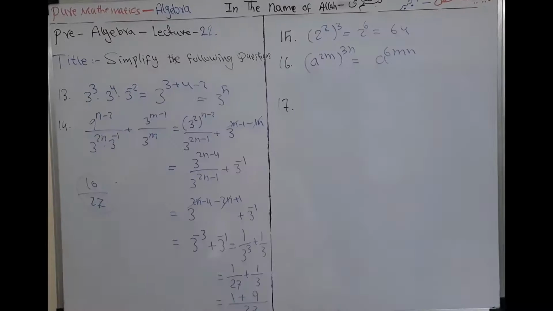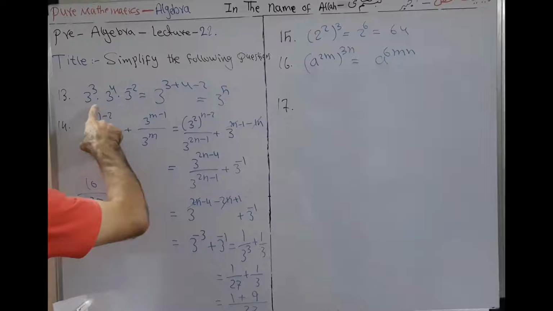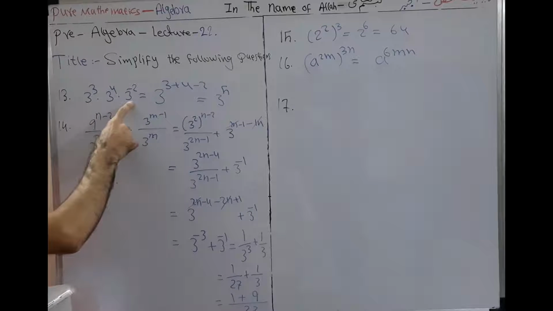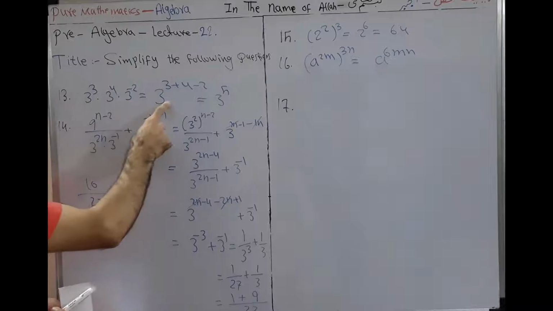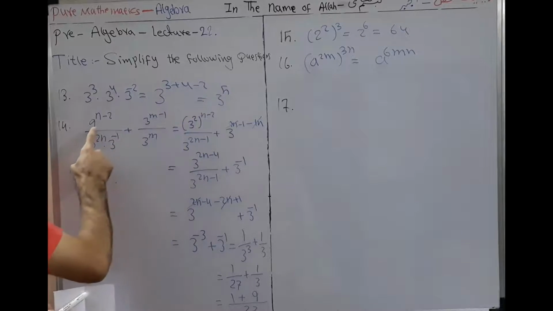Question 13. 3 to the power 3 multiplied by 3 to the power 4 multiplied by 3 to the power minus 2, it is equal to 3 to the power 3 plus 4 minus 2, it is equal to 3 to the power 5.